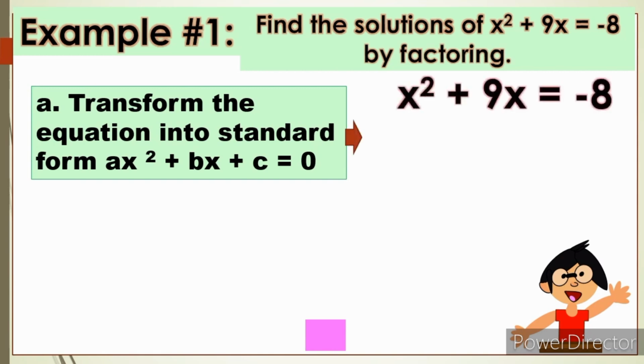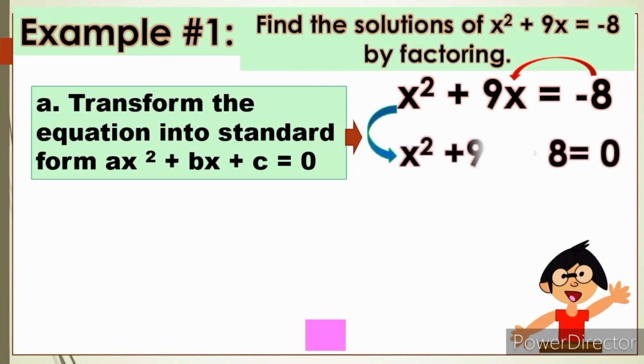Okay, so this is the original equation, x squared plus 9x equals negative 8. To change into standard form, we're going to transpose negative 8 to the other side, to the left side of the equation. So negative 8 will change the sign, it becomes positive. Therefore, we have now the equation x squared plus 9x plus 8 equal to 0. So now it is in the standard form.